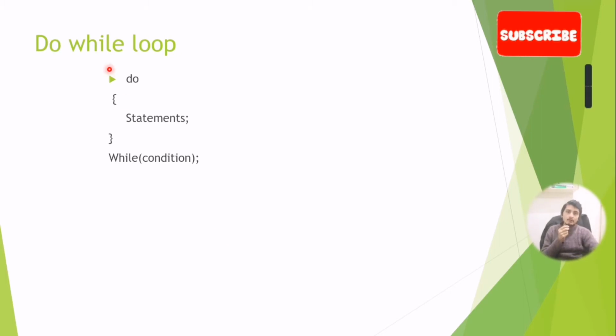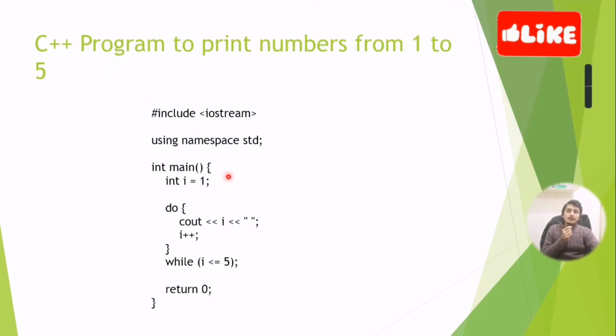So what is a do while loop? Do, then statements, then while condition. For example, a C++ program to print numbers from 1 to 5 using the standard procedure: int i is equal to 1. You will write do, then you will start the curly brackets, and then you will write cout i, and then i++, for while i should be less than or equal to 5.